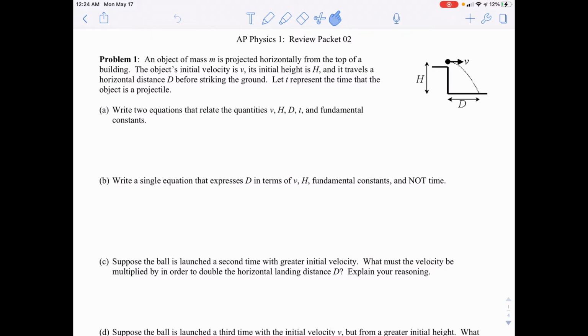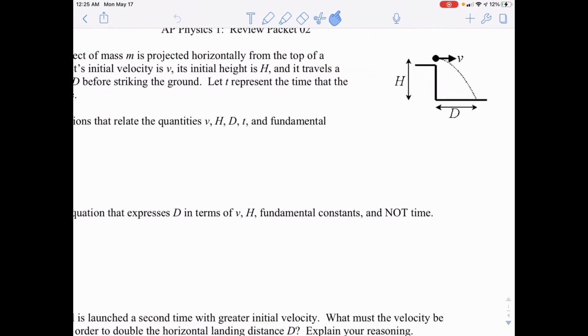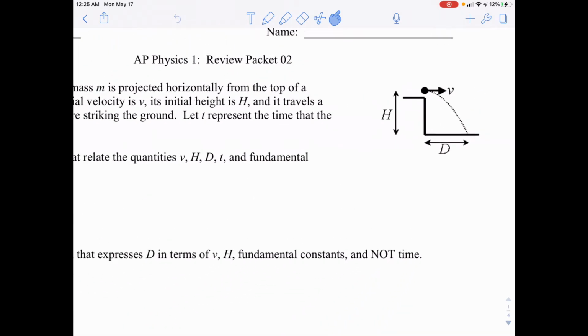Problem number 1. An object of mass m is projected horizontally from the top of a building. The object's initial velocity v and initial height h, as it travels a horizontal distance d before striking the ground. Let t represent the time the object is a projectile. And we're given a picture of this up above.